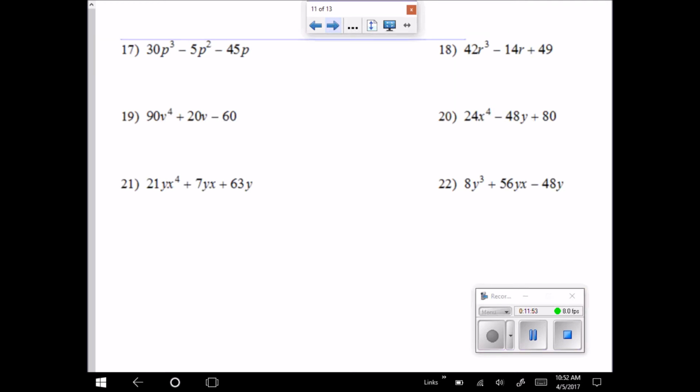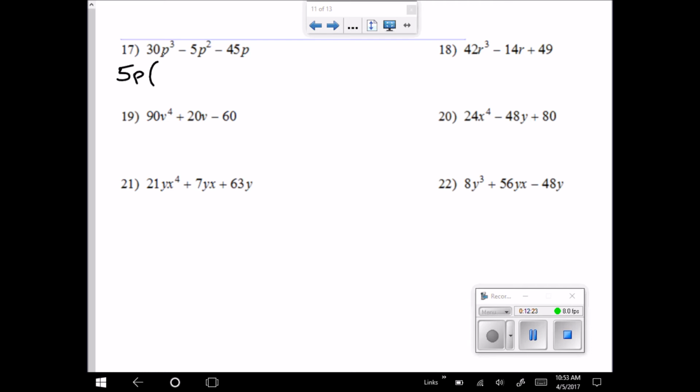Alright, so now we're to factoring, and we are going to factor out a GCF. So we're actually not going to factor these first few completely. We're just factoring out the GCF, which we started doing before our quiz. So the GCF of number 17 is going to be 5p, because the GCF of 35 and 45 is 5. And then we have p cubed, p squared, and p, so we're going to pull out a p from there.